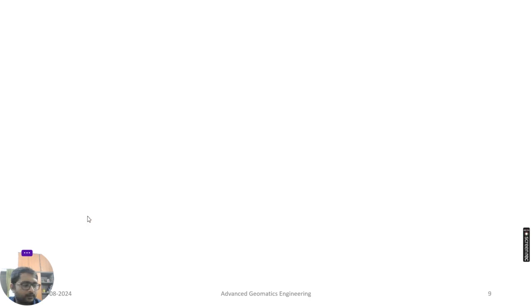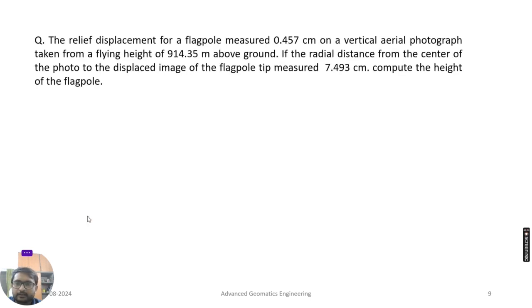Now we'll go to the next one. The next question is: the relief displacement for a flagpole measured 0.457 centimeter on a vertical aerial photograph taken from a flying height of 914.35 meter above ground. If the radial distance from the center of the photo to the displaced image of the flagpole tip, it means the top, measured 7.493 centimeter, compute the height of the flagpole.